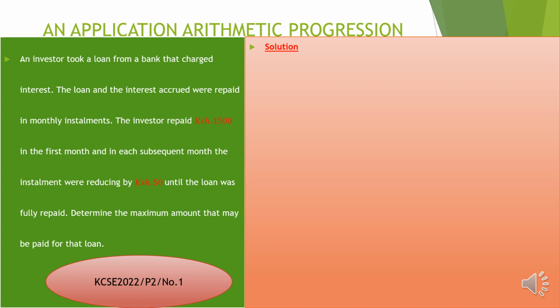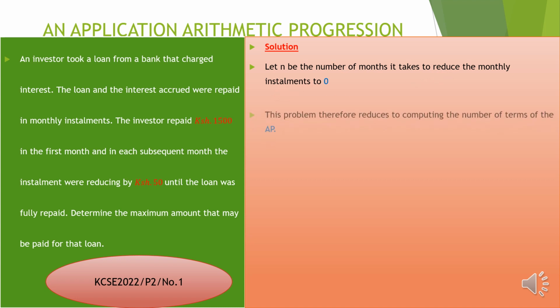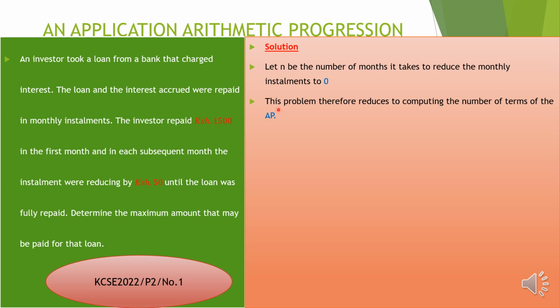Now we need to proceed to the solution, and before we go to that solution, notice that we are going to let n be the number of months it will take to reduce the monthly installments to 0. Once we do that, realize that the problem therefore reduces to computing the number of terms of the AP, that is arithmetic progression.